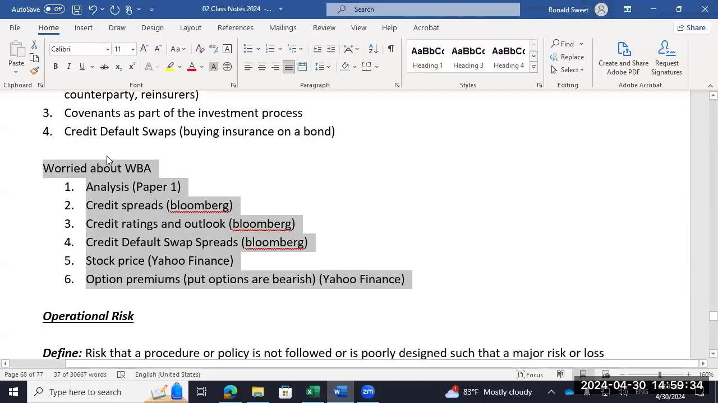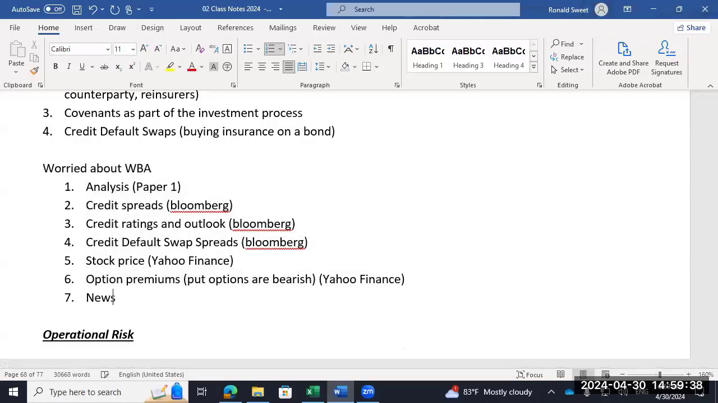So it's a pretty good list. I can't think of anything else you might look up other than just obviously news. Just watch the news, but Bloomberg's pretty good at that. So that's the other problem. What if you don't have Bloomberg? You don't have Bloomberg, a lot of this data won't be available.